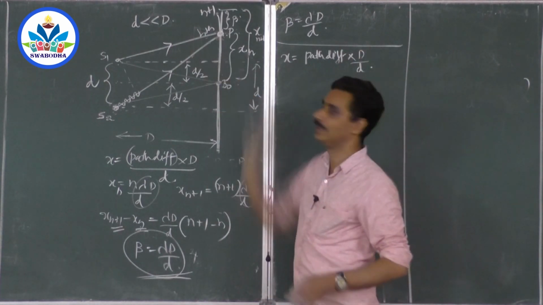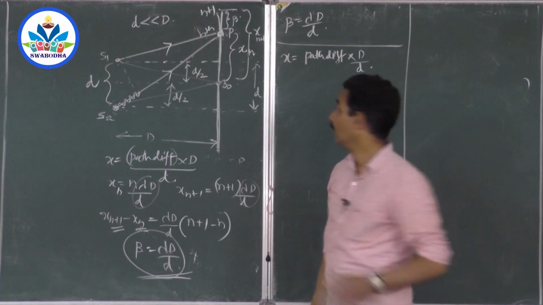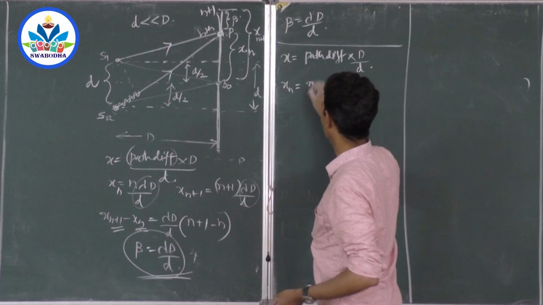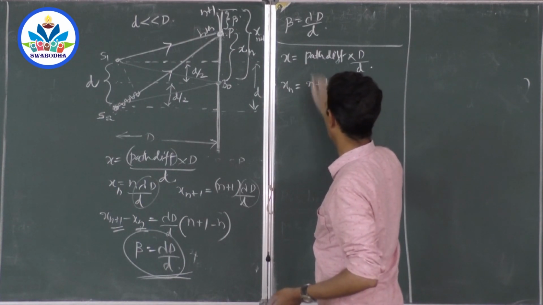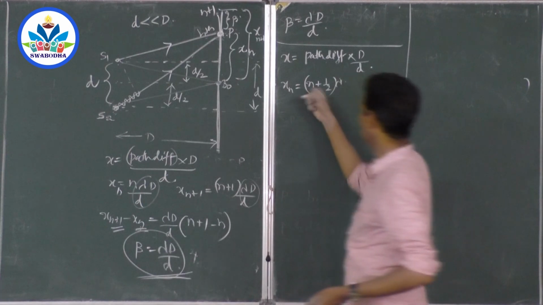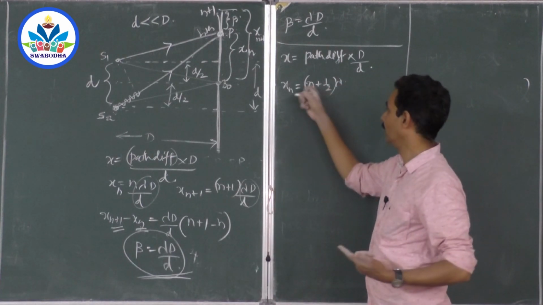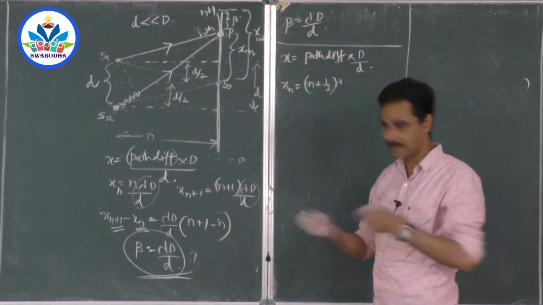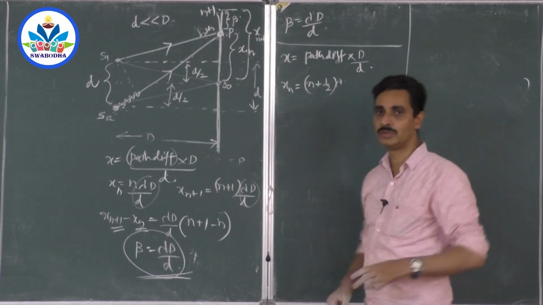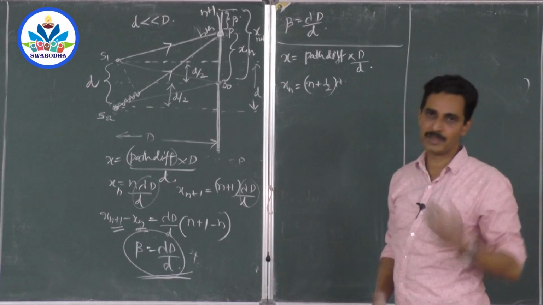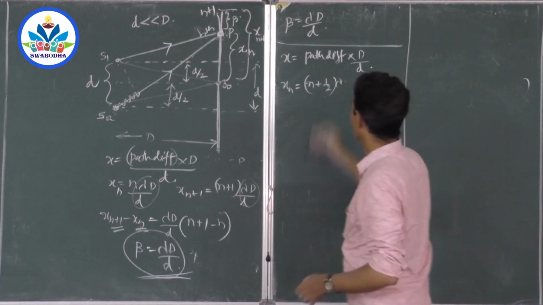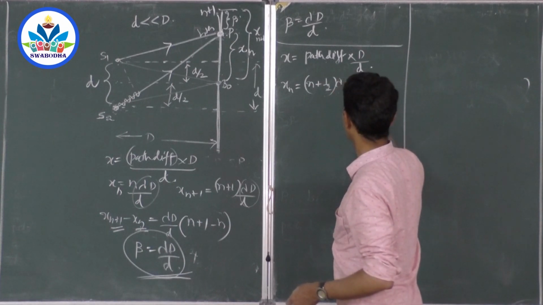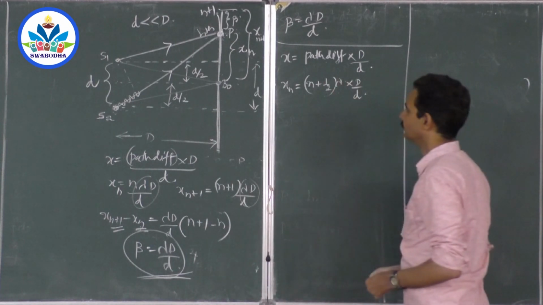Sir, let this be the nth dark fringe. What is the condition, sir? If it is the nth dark fringe, the condition is n plus half lambda. You know that. Because when n is 0, lambda by 2, half lambda. When n is 1, 3 lambda by 2, 1.5 lambda. And when n is equal to 2, 2.5 lambda, 5 by 2 lambda. So like that. n plus half lambda, path difference, into D by d.